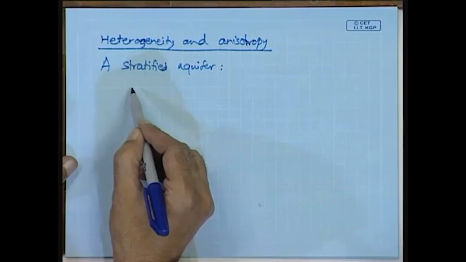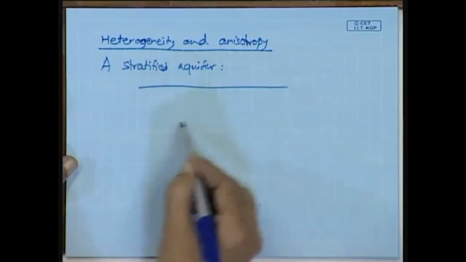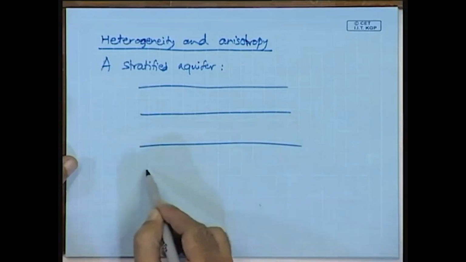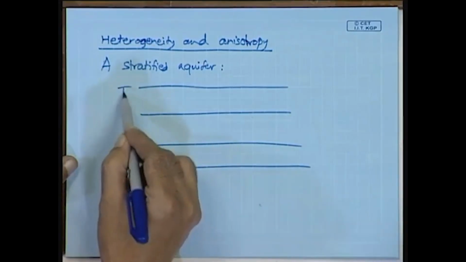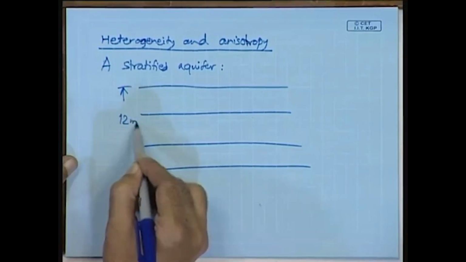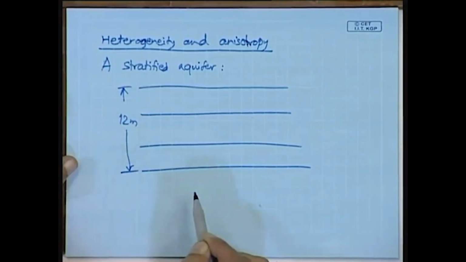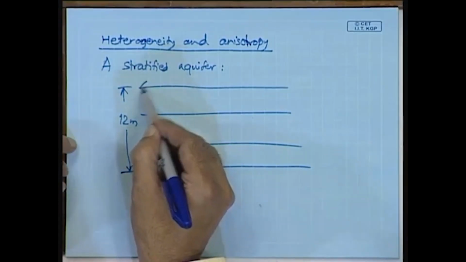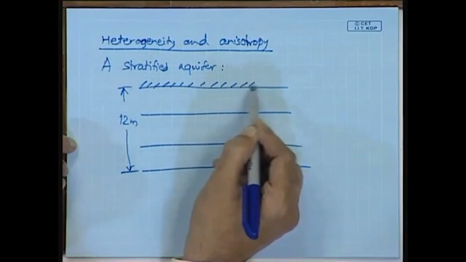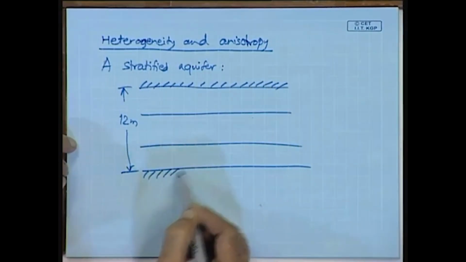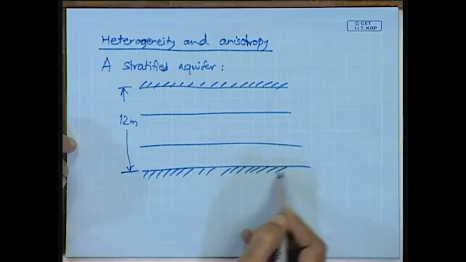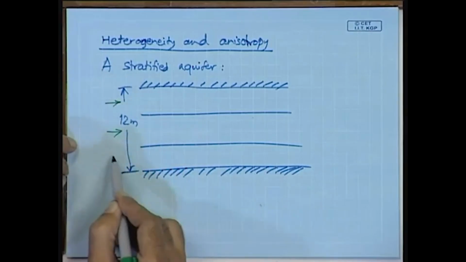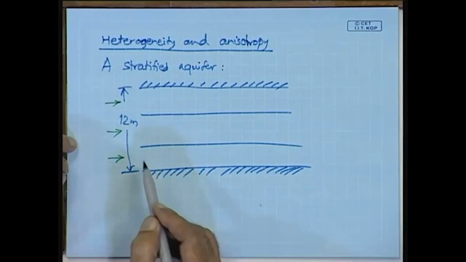Say of thickness 12 meters. So, this total thickness is say 12 meters and it consists of 3 layers as shown here. And this is the flow direction. The flow is along the layers or stratifications or strata.